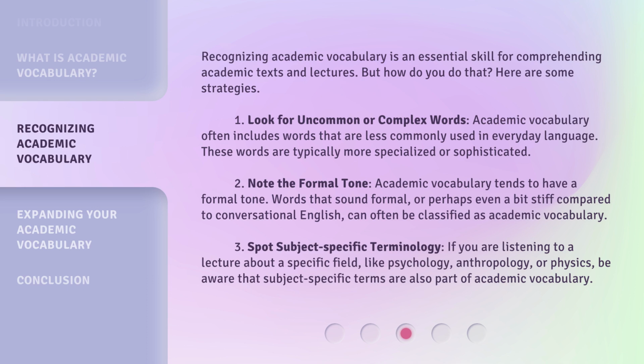2. Note the formal tone. Academic vocabulary tends to have a formal tone. Words that sound formal, or perhaps even a bit stiff compared to conversational English, can often be classified as academic vocabulary. 3. Spot subject-specific terminology. If you are listening to a lecture about a specific field, like psychology, anthropology, or physics, be aware that subject-specific terms are also part of academic vocabulary.